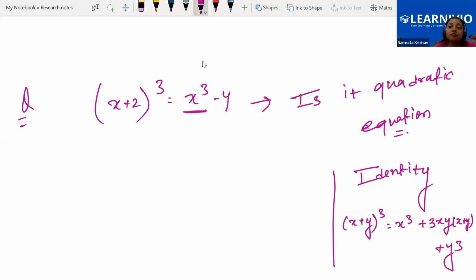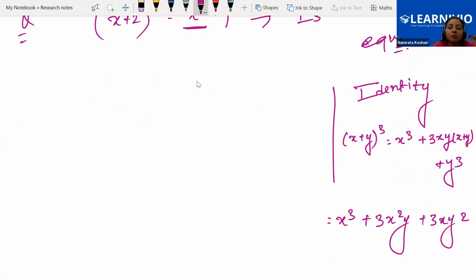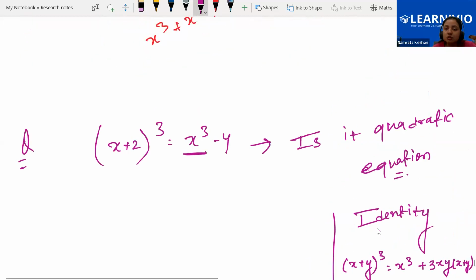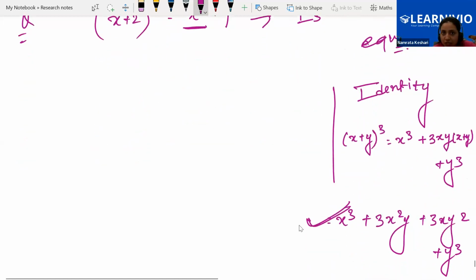This is the formula, which we also write in this way: x cube plus 3x square y plus 3xy square plus y cube. This way also we write the formula. You can take this one, which is just the simplified form of the above formula. So please use this formula, do the simplification, and let me know, is it a quadratic equation?